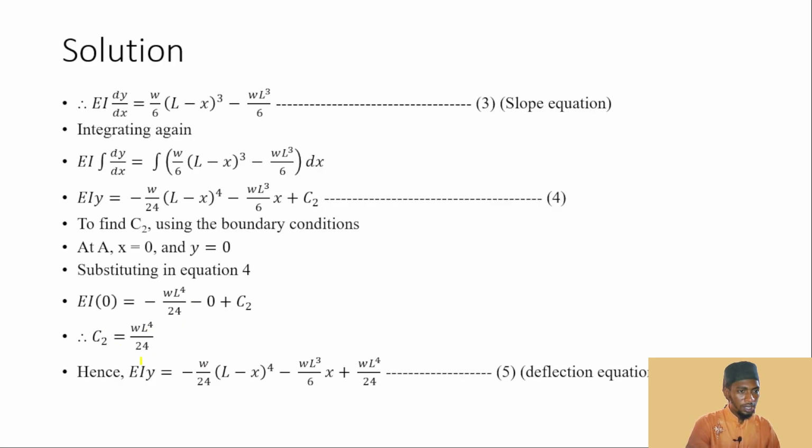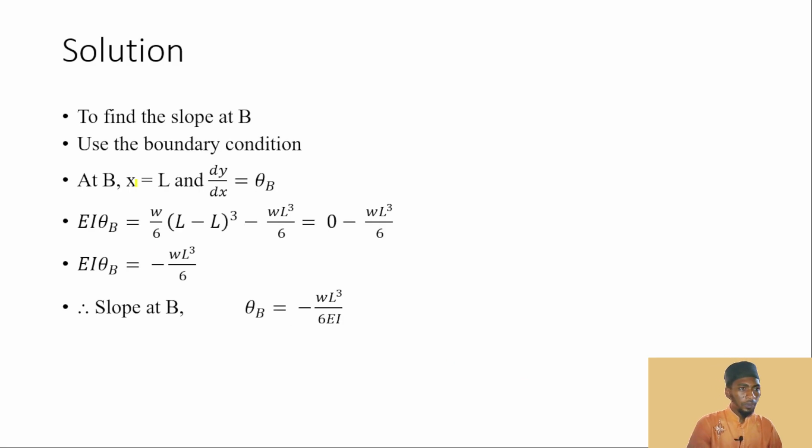Hence EIy is equal to, that's substituting the value of C2 back into equation 4. After substitution, what you have is your deflection equation. Now you are done with the first part of the question, that's the slope equation and the deflection equation. You have derived it. Then the next thing is to establish the maximum slope and maximum deflection.